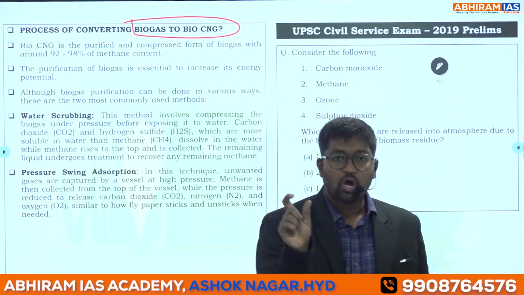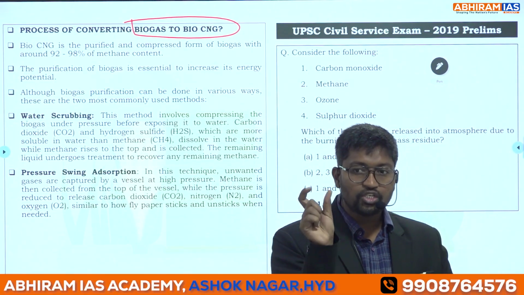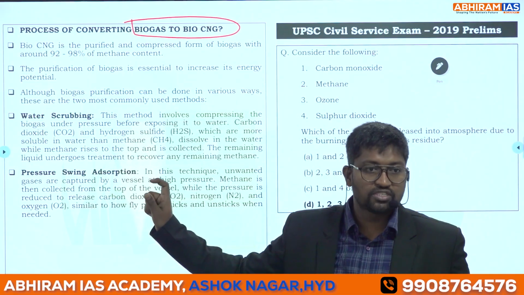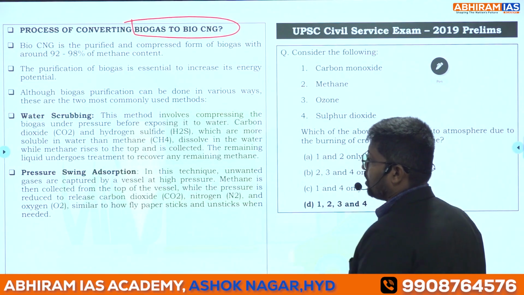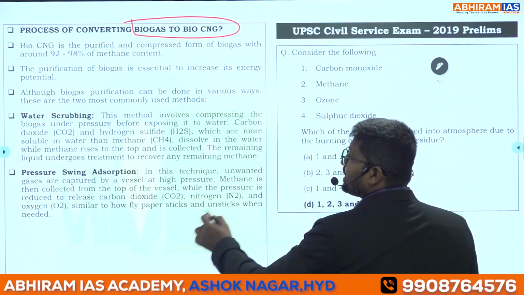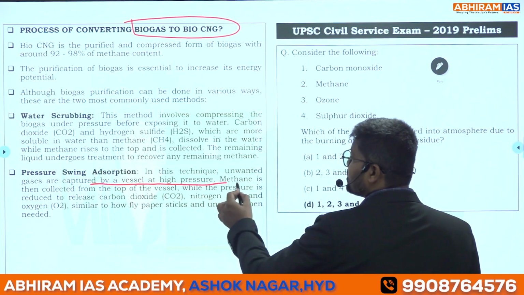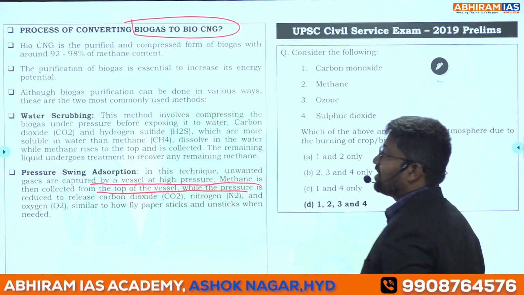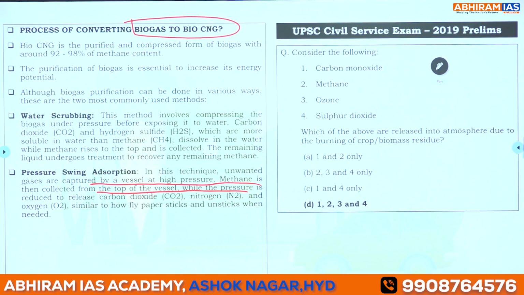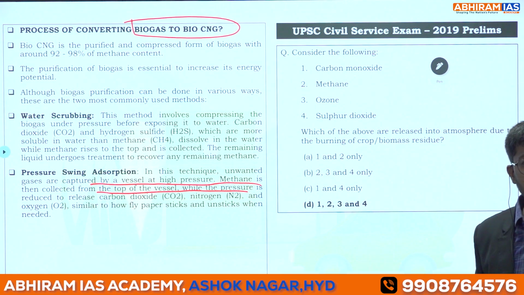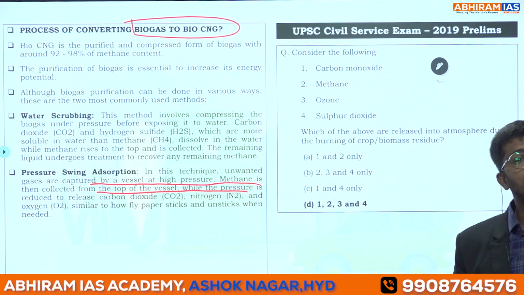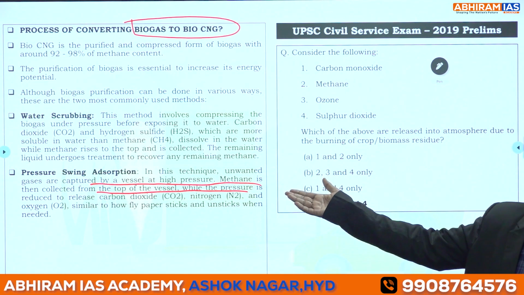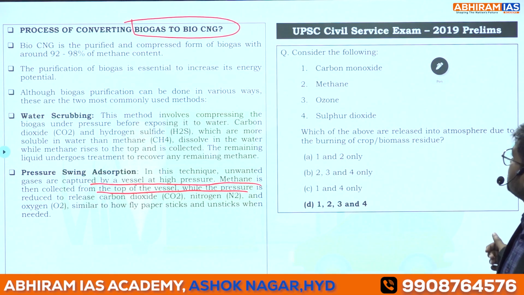Now you understand my point? So how are we converting? What is the technique being used to convert biogas to bio CNG? Next, pressure swing absorption. In this technique, unwanted gases are captured by vessels at high pressure. Methane is then collected from the top of the vessel, while the pressure is reduced to release carbon dioxide, nitrogen and oxygen. Okay. Obviously in a vessel, when gas is moving to the upper layers, you are collecting that gas. That is what pressure swing absorption is. You understand my point? So this is the story with respect to biogas to bio CNG.